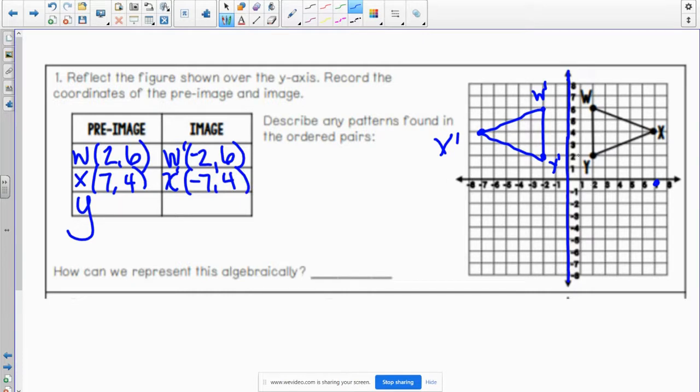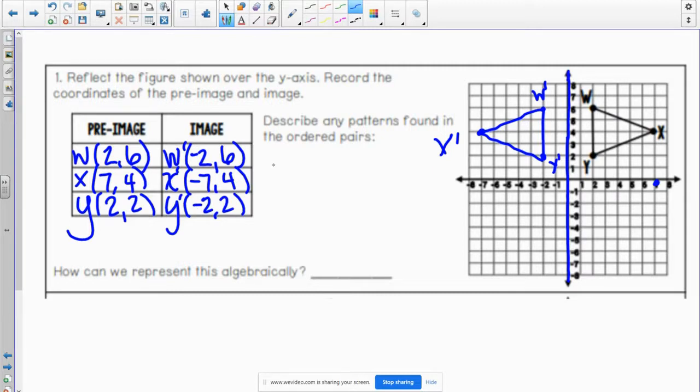Y is at 2 and 2. And looking for Y prime is now at -2, 2. So if we look at this really quickly, notice that the X values, which is 2, 7, and 2, in the pre-image, changed to -2, -7, -2.